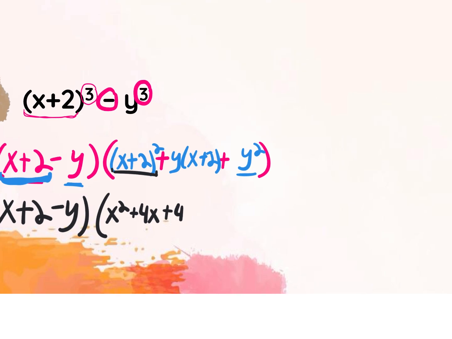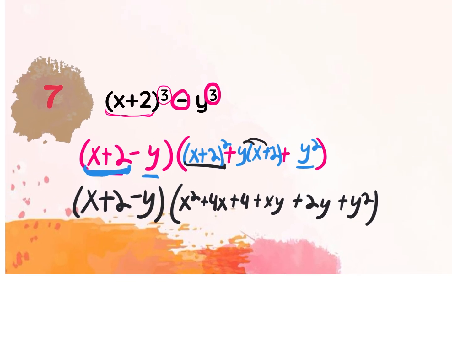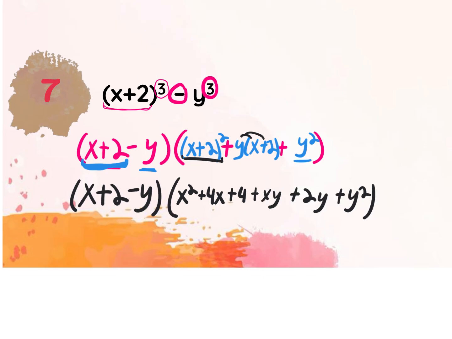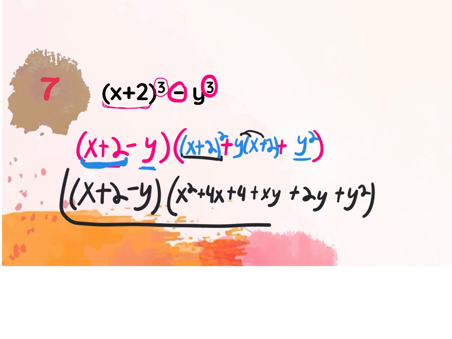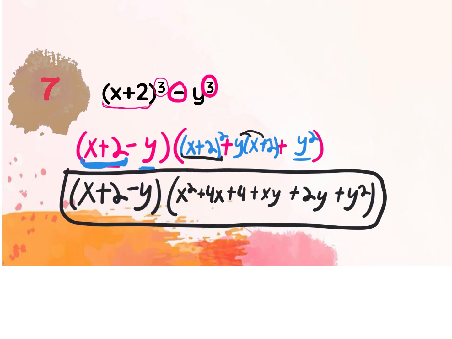With the y times x plus 2, you can distribute that y. That's going to get you xy plus 2y. And then we end up with just the regular y squared. Are there any like terms inside of that parentheses? No, it doesn't look like it, right? So this would be our fully simplified answer.